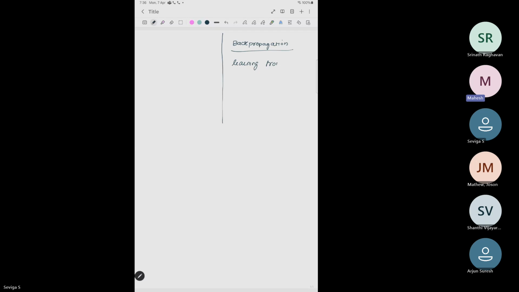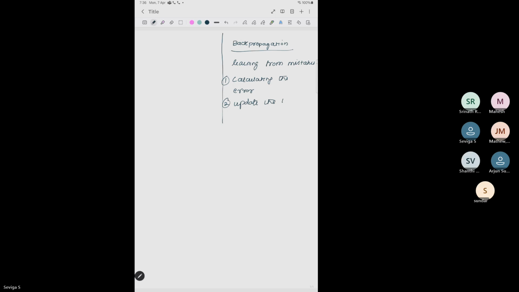Ma'am, we'll calculate the error. Okay. We'll change the weights accordingly, ma'am. We will calculate the error and change the weights accordingly. Fantastic. So how are we going to update these weights? How are we going to train? That is what we will learn.